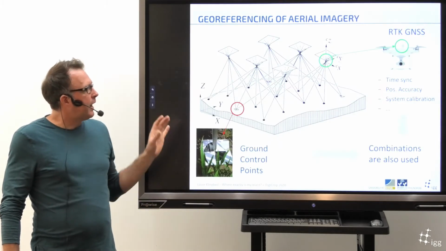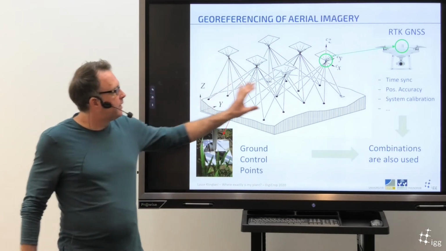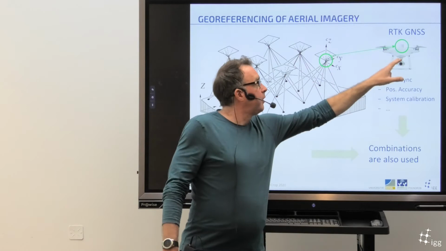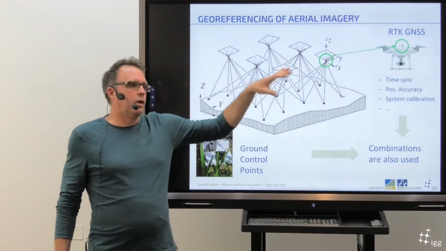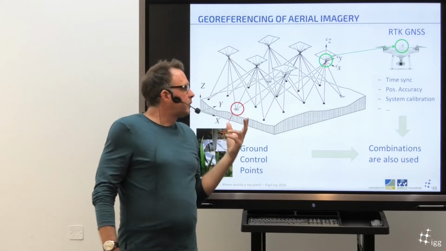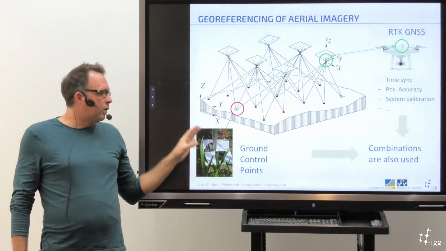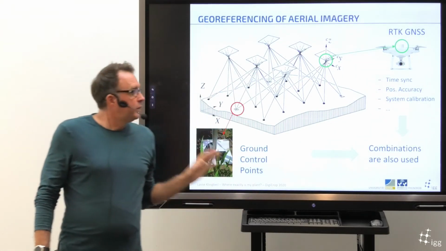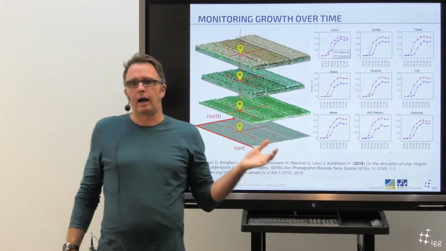There are different ways of georeferencing. I don't want to go into detail here. I just want to mention that we can generate the position of the actual camera in the air, which is similar to what I've shown before, but also we can use ground control points which we have to put on the ground and measure. This is also used, and also combinations of this are used. In this case we used a combination to generate plant height models.